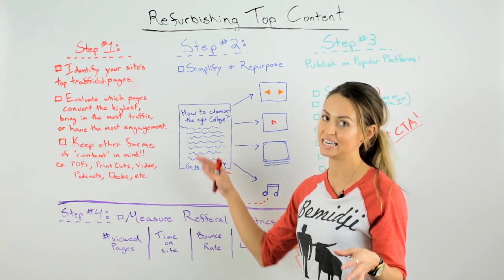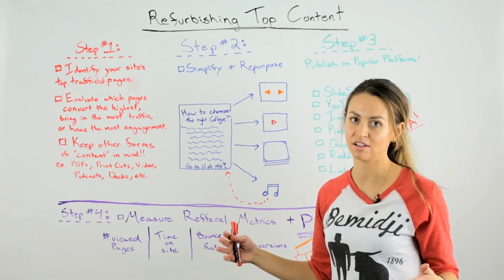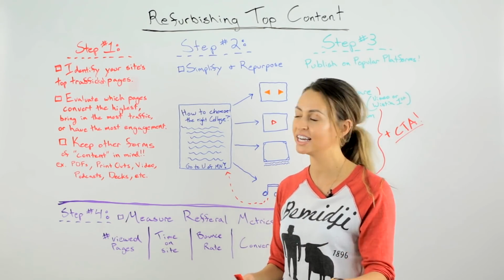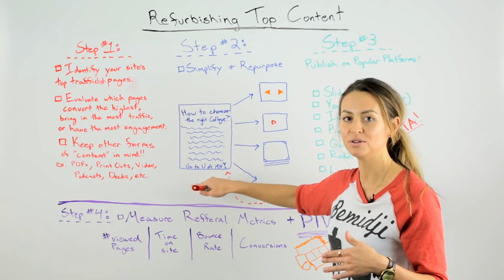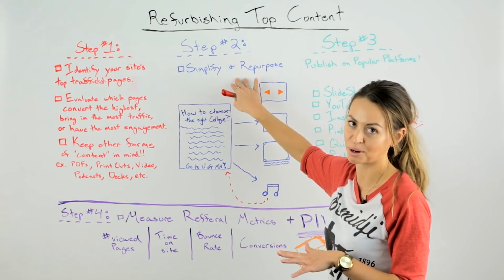For the sake of our example, I'm going with a long form content of how to choose the right college. Maybe this brings in lots of applicants for a particular school or university, and so what could they better be doing with this piece of content? So that brings us to step two, to simplify and repurpose.